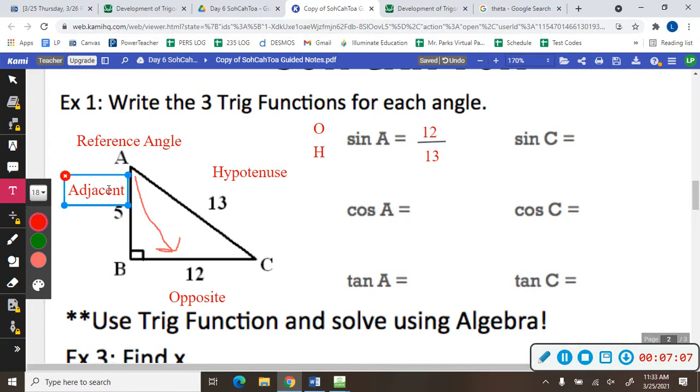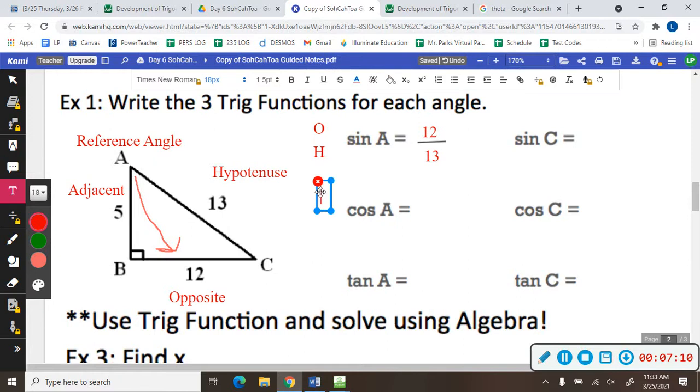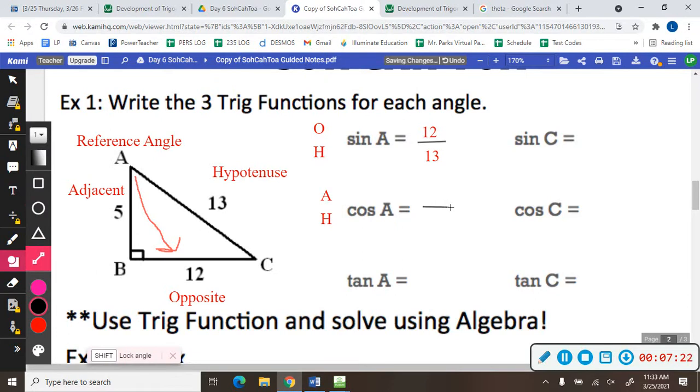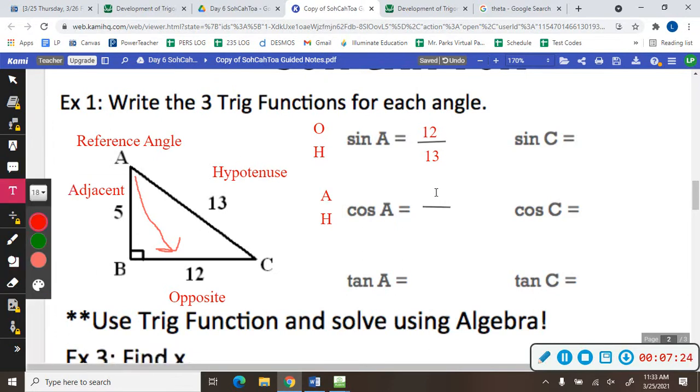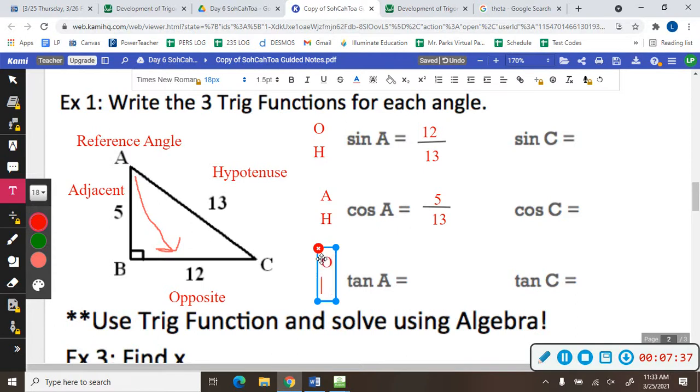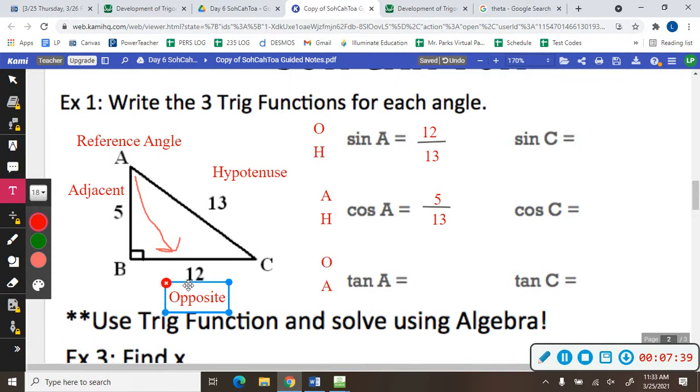Cosine of A. Cosine is adjacent over hypotenuse. So adjacent is 5, hypotenuse is 13. So this is going to be 5 over 13. And then tangent of A, tangent is O divided by A. So opposite divided by adjacent would be 12 over 5.